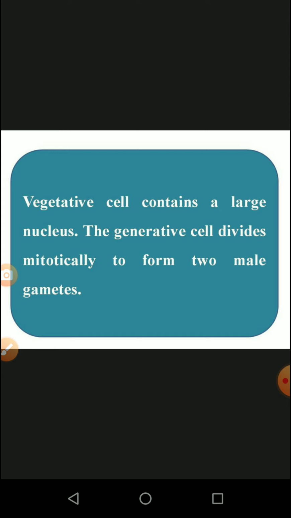The generative cell divides mitotically to form two male gametes. I already told you the generative cell is involved in the reproduction process. A single cell undergoes mitotic cell division. The cell divides into two equal halves, producing two male gametes.